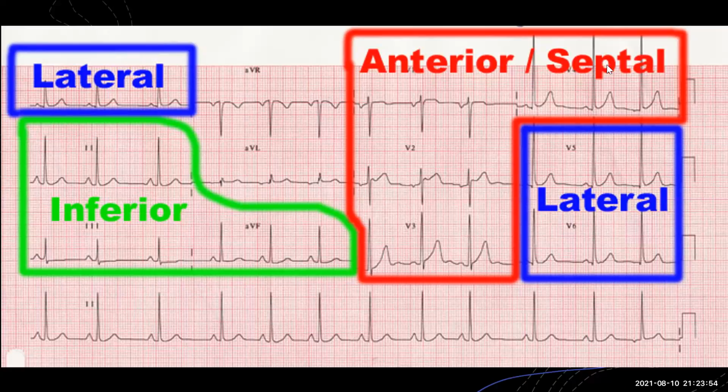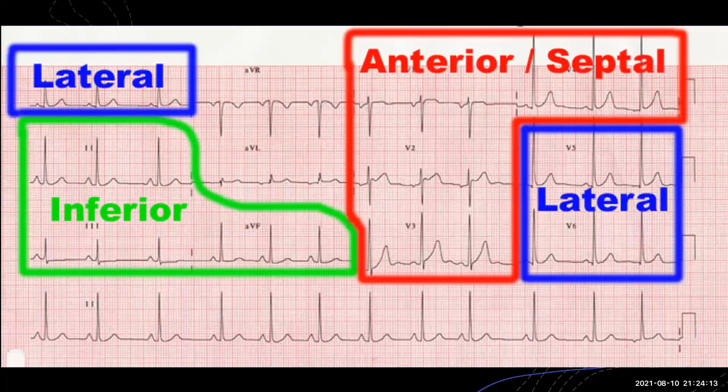Sometimes we can say anterior, sometimes we can say septal. It's okay, but it should involve V1, V2, V3, and V4. So if we are taking only these 4 leads into consideration, and we see any ST elevation or ST depression in there, we will say it's an anterior wall MI.